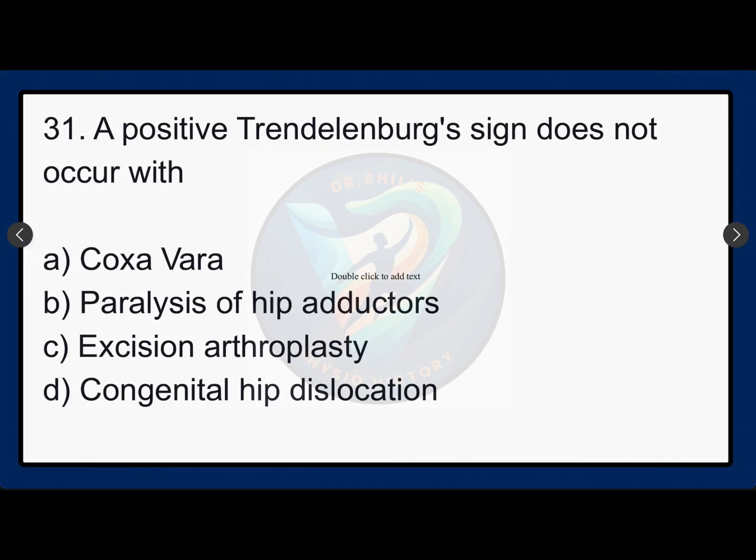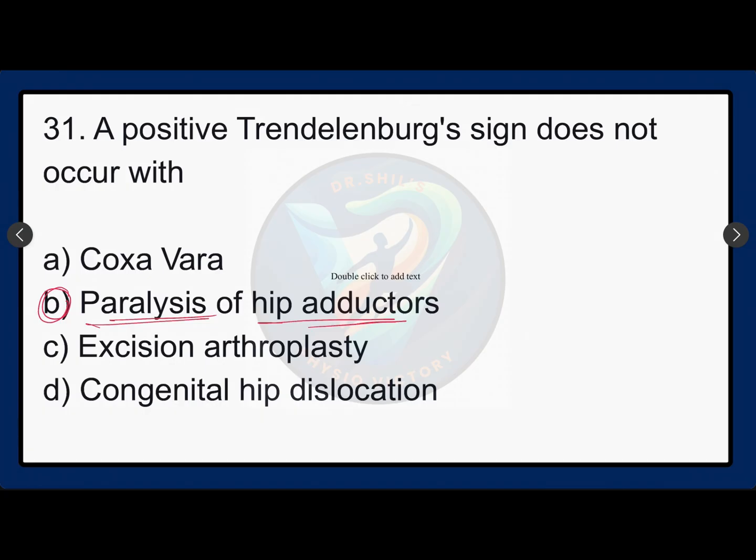Next question, question number 31. A positive Trendelenburg sign does not occur with option A coxa vara, option B paralysis of hip adductors, option C excision arthroplasty, and option D congenital hip dislocation. Here the correct answer is option B, paralysis of hip adductors. Trendelenburg sign occurs when hip abductors, mainly gluteus medius and minimus, fail to stabilize the pelvis during single leg standing. The pelvis drops on the opposite side.